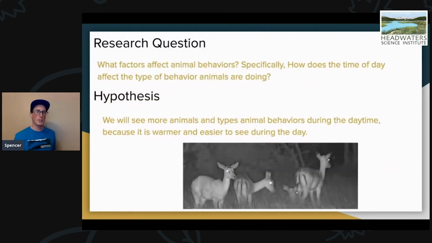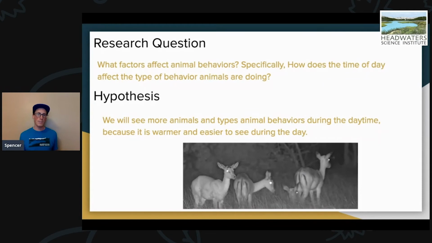So what was my research question? My research question was generally what factors affect animal behavior, but specifically I was interested in how does the time of day affect the types of behavior animals were doing.